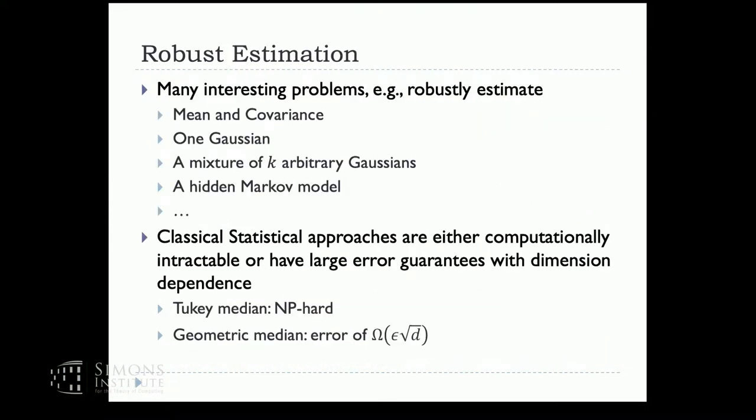So that's the overall problem. There are many interesting problems, of course. You can ask for estimating basic quantities like mean and covariance. You can try to ask for a Gaussian, a mixture of Gaussians, a hidden Markov model, and so on. And classical approaches are either NP-hard to implement computationally, or their error scales with the dimension, as opposed to just the error, the fraction of corruptions. What you would like is that the error should scale with the fraction of corruptions, no dependence on the dimension.